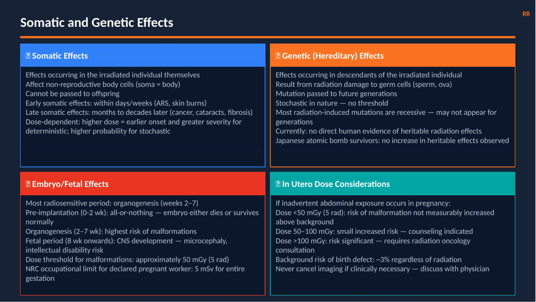Each organ system has a critical period of formation during this phase. The fetal period, 8 weeks onward. CNS development continues. Microcephaly and intellectual disability are the primary risks at this stage. The dose threshold for malformations is approximately 50 milligray, 5 rad. Below 50 milligray, the risk of malformation is not measurably increased above the background rate of 3% in all pregnancies. The NRC occupational limit for a declared pregnant worker is 5 millisieverts for the entire gestation.